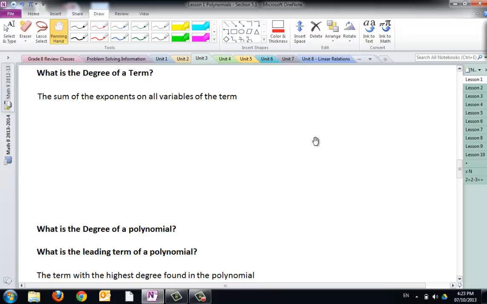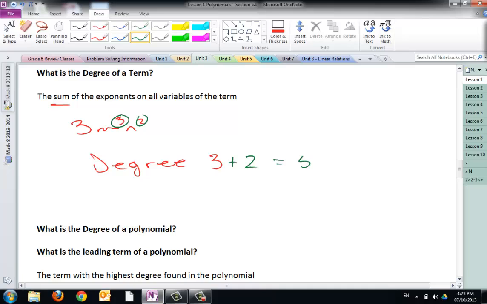The degree of a term is the sum, so the addition, of all the exponents on all the variables of a single term. So if we had something like 3m cubed n squared, the degree would be the sum of the 3 coming from here and the 2 coming from here. So the degree is 5. That is the degree of that term.